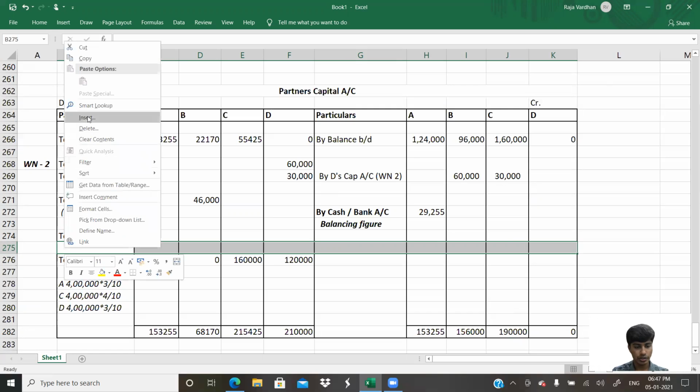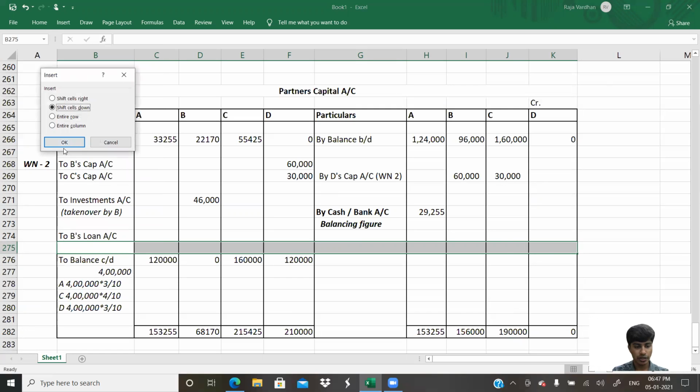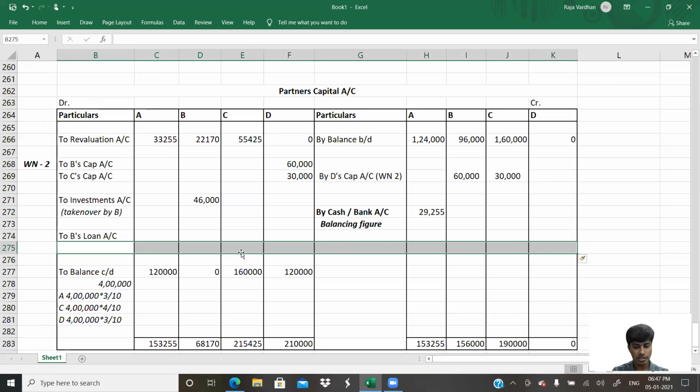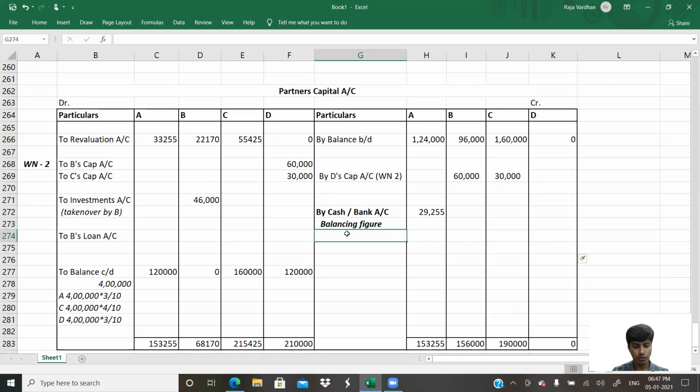So what are you doing? Inserting a line. Sir, but why? I should write balancing figure. Sir, what will happen if you don't write? You might not understand. Sir, do you care so much? Very much. I have no clue.